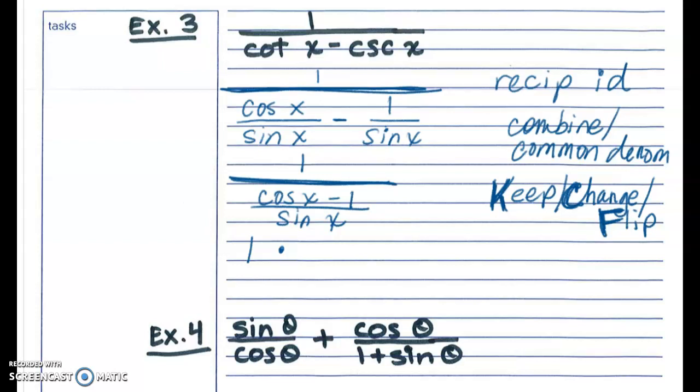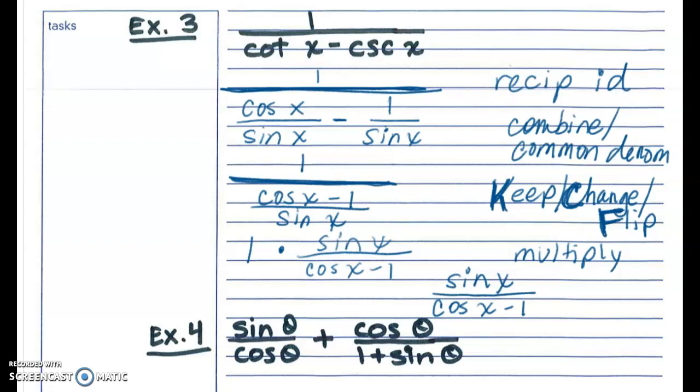We were saying, how do we divide these two fractions? And we divide fractions by keep, change, flip. So keep, change, and flip. And one times that, we're just going to multiply this time. And I get sine x over cosine x minus 1.